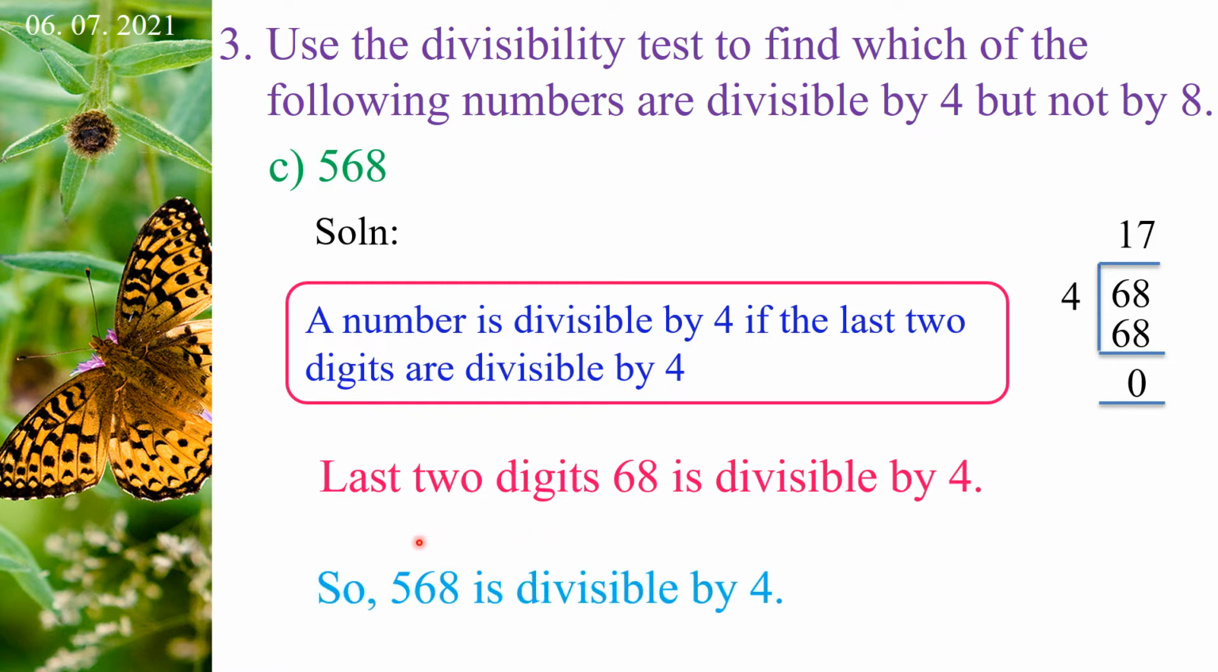So 568 is also divisible by 4. Okay, so the first step is over. Let us check the second step. What is the second step? The given number is divisible by 8 or not. So now let's check whether the given number is divisible by 8 or not.